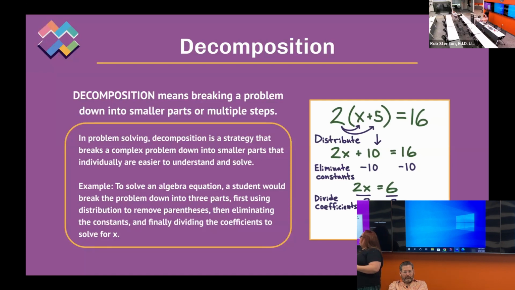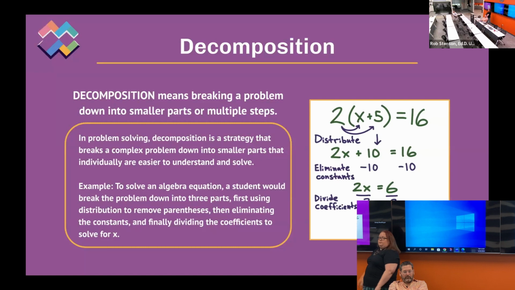If we're gonna solve something like this, well, I'd have to distribute that 2 across the x and the 5, and I'd get 2x plus 10 is equal to 16. And then, let's see, if I try to remember, I gotta eliminate all the other constants. So this 10 is in the way of my x, so I'm gonna get rid of that.